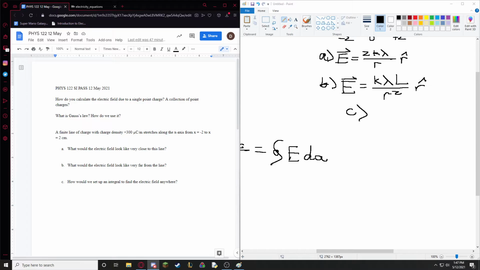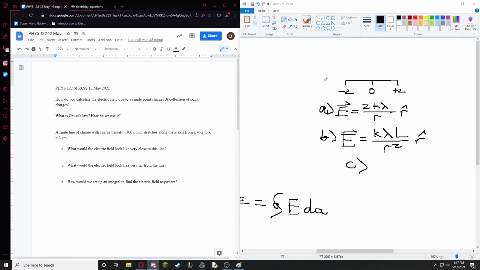All right, so how do we actually go ahead and set up an integral in order to find the electric field for this infinite line of charge anywhere? Let's choose an arbitrary point here and say x, y. How do we actually go ahead and set up an integral to solve for our electric field?